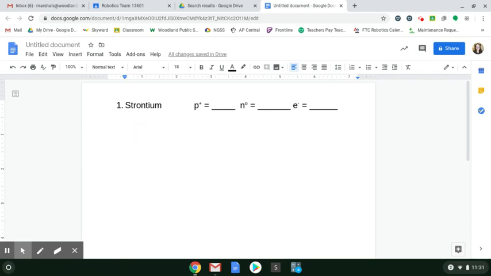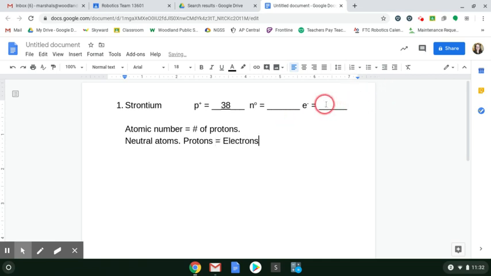So if I look at my periodic table, strontium has an atomic number of 38. Now we need to remember that your atomic number is equal to your number of protons. I'm just going to keep this here so we know, which means if I have an atomic number of 38, I'm going to have 38 protons. Now, strontium is also a neutral atom, which is helpful for us because in neutral atoms, your protons equal your electrons, which means my number of electrons is going to be 38.